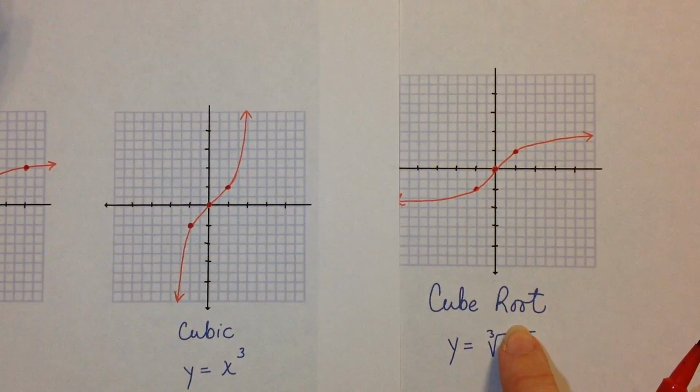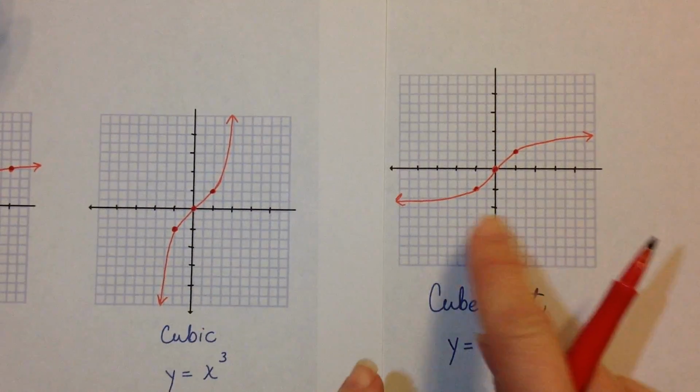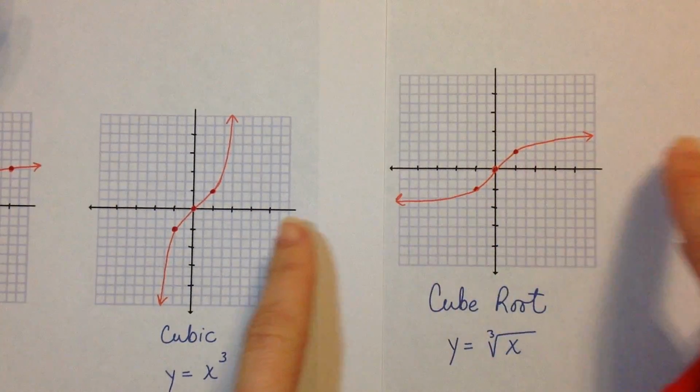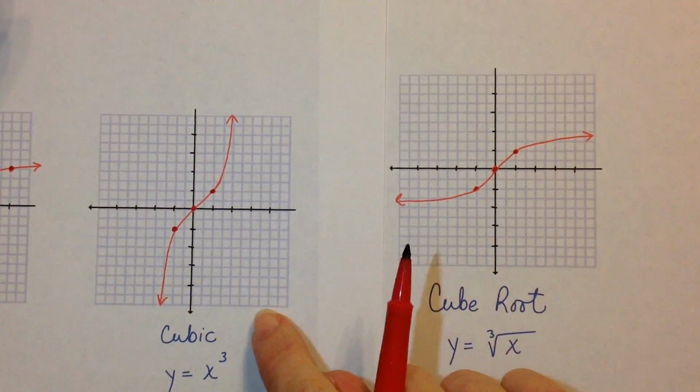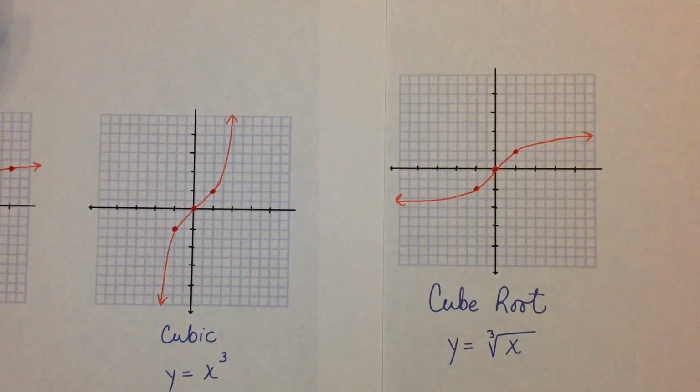The cube root graph, this is the one, as it goes through those points, it turns and goes out left and right. So cube root's the one that stretches out left and right. The cubic function is the one that stretches up and down. So like I said, you're just going to have to know these 3 points, know what 3 points to use each time, and know what its general shape is.